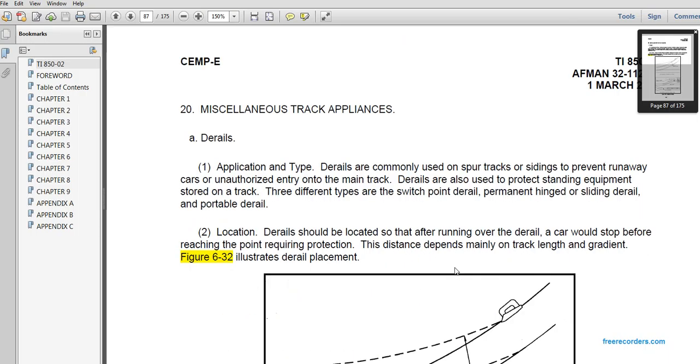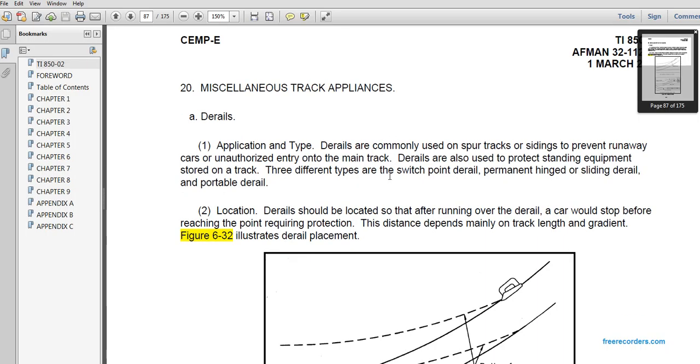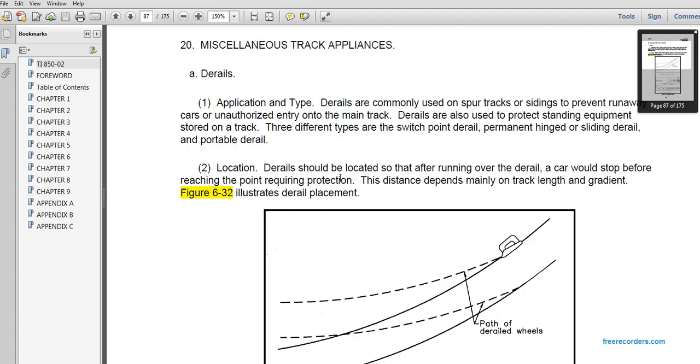Application type. A derail is commonly used in spur tracks or sidings to prevent runaway of cars or unauthorized entry to the main track. Derails are also used to protect standing equipment stored on a track. There are 3 different types: switch point derail, hinged derail, sliding derail, or portable derail. Location: the derail should be located so that equipment running over the derail would have stopped before the point requiring protection. The distance depends mainly on the track speed and gradient, Figure 6-23, and derail placement.